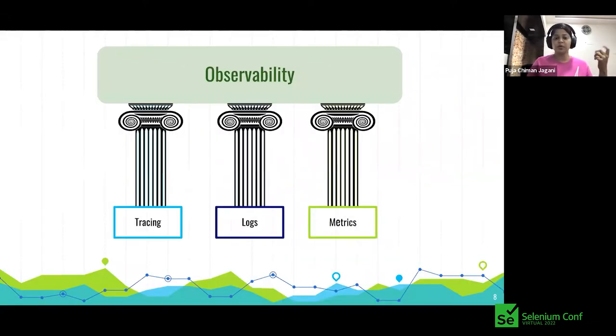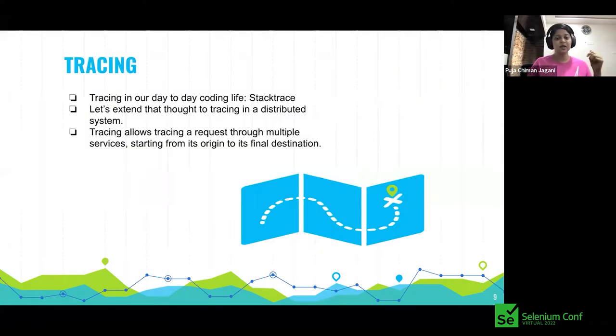Now, we spoke about observability and the need for it, but there has to be a mechanism to achieve it. These are the three popular pillars. They form the foundation of observability. And the key is correlating the data from each of these. Let's deep dive into one pillar at a time. First comes tracing. This is my favorite. And we'll also have a demo after this just to see how it's done in Selenium.